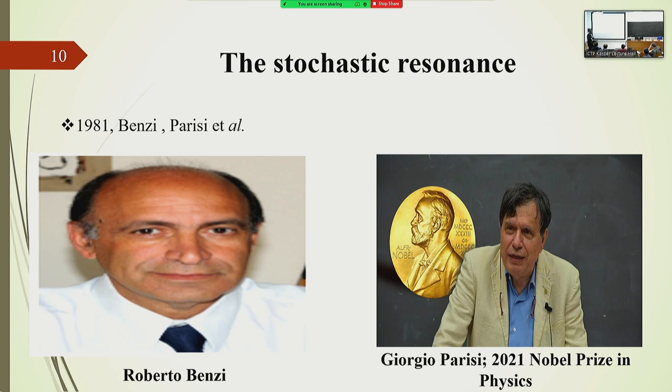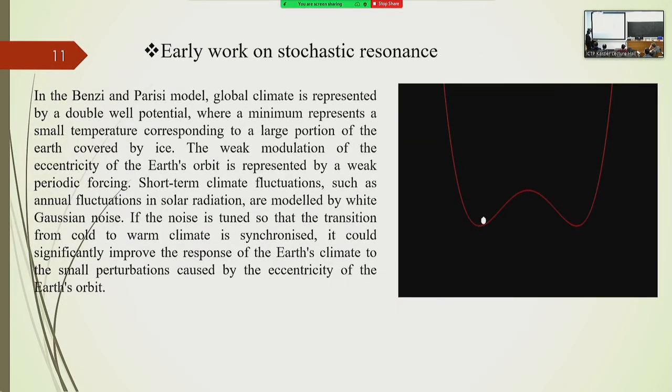Stochastic resonance is the amplification of a weak signal at the output of a nonlinear system by adding noise. This phenomenon was put forward by Roberto Benzi and Giorgio Parisi to explain the periodically recurrent ice ages. Indeed, in the Benzi and Parisi model, global climate is represented by a double-well potential where a minimum represents a small temperature corresponding to a large portion of the Earth covered by ice.